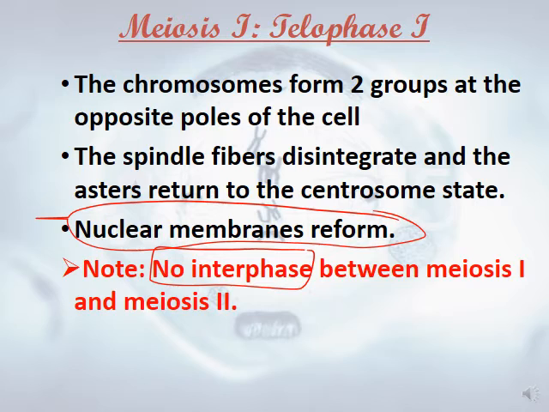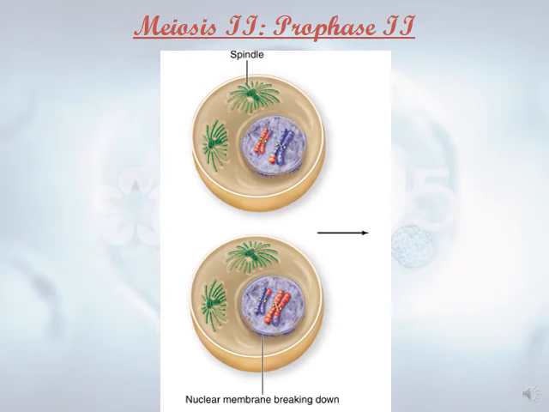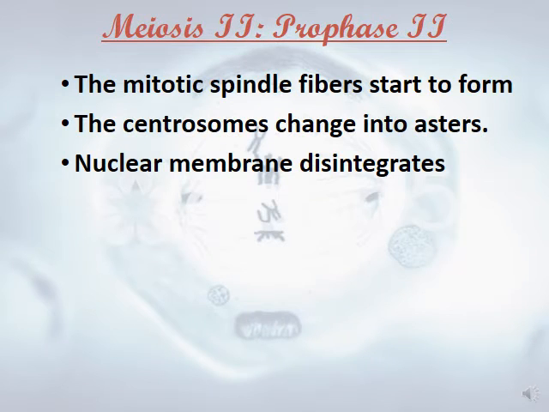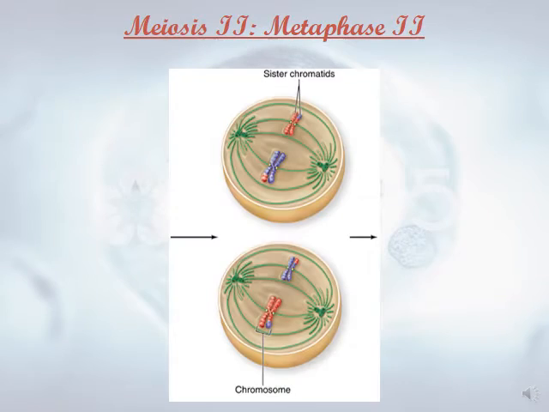In meiosis 1, we have prophase 1, metaphase 1, anaphase 1, telophase 1. Then we move to meiosis 2: prophase 2, metaphase 2, anaphase 2, telophase 2. Okay, guys? In prophase 2, what will happen? The mitotic spindle fiber starts to form. The centrosomes change into asters, and the nuclear membrane disintegrates. This is very similar to that of mitosis. Very similar.